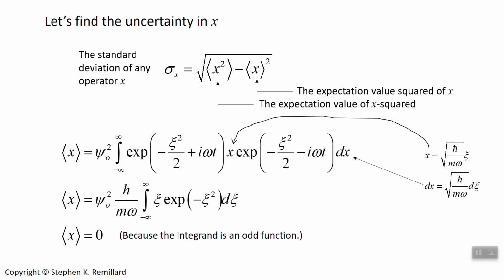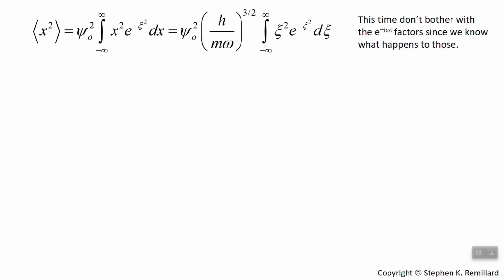Let's look at the expectation value of x squared. Again, it's the integral of the complex conjugate of the wave function times the operator times the wave function. In this case, the operator is x squared. I went ahead and just did away with the e to the i omega t business because the complex conjugate destroys that. And since x is technically an operator, but we know it doesn't do anything, it doesn't change anything, I just went ahead and wrote the wave function squared.